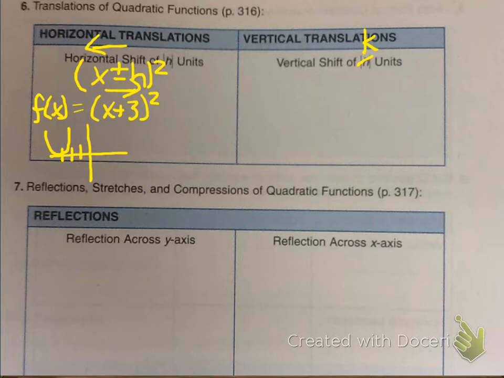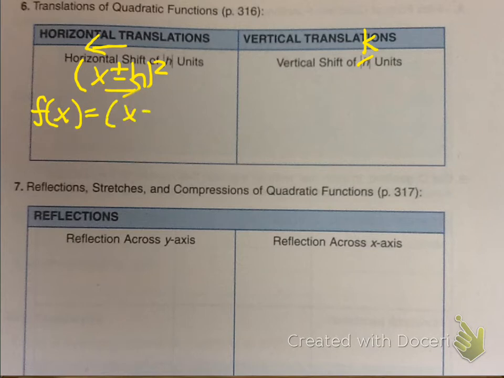The next example, f of x is x minus 2, I think? Yeah, squared. Okay, what does the minus 2 do? 2 to the right. So I would just go, starting from the center, 2 to the right, make my U from there, and there you go.